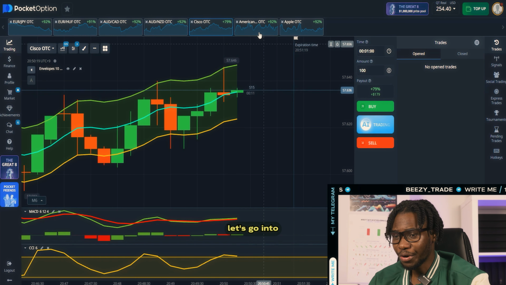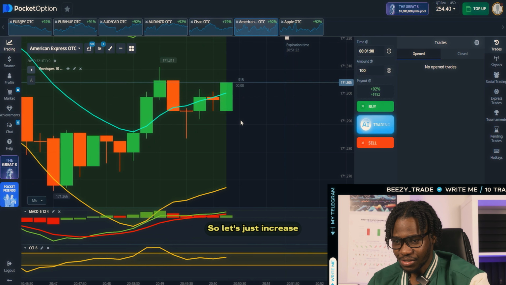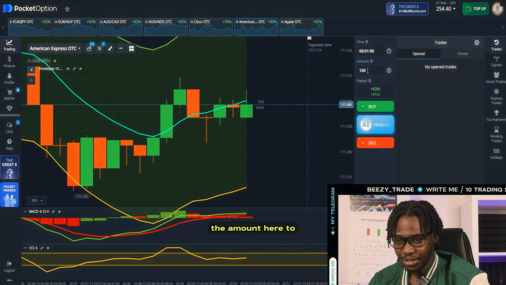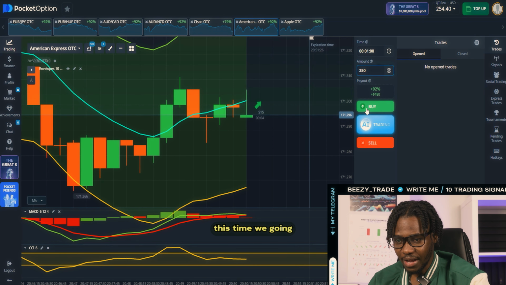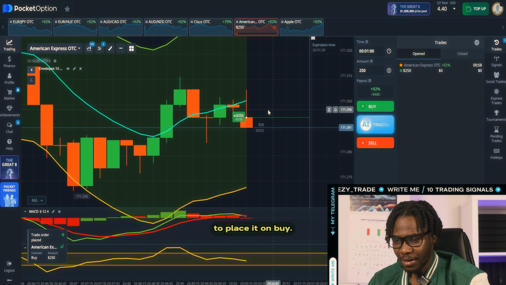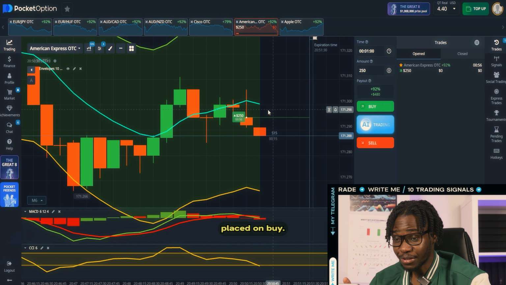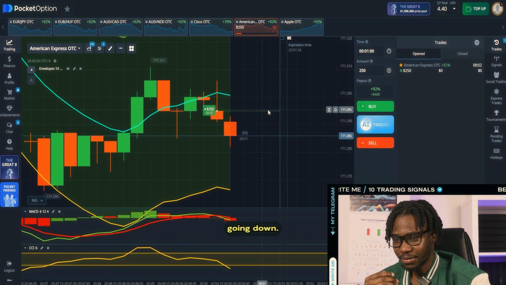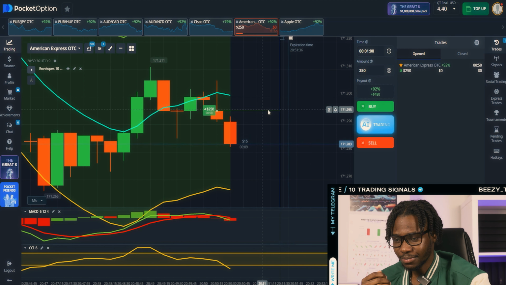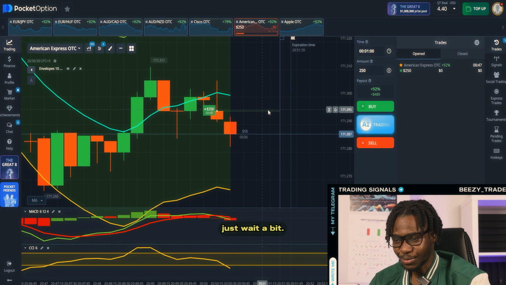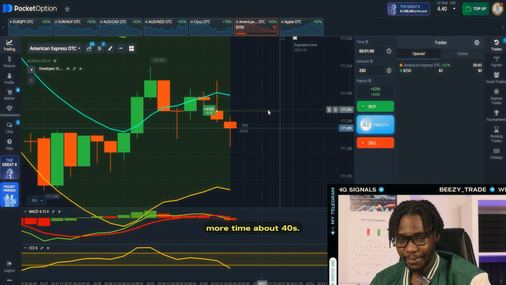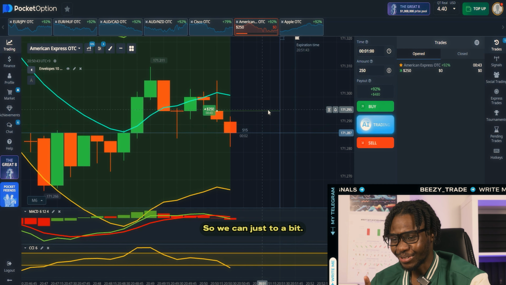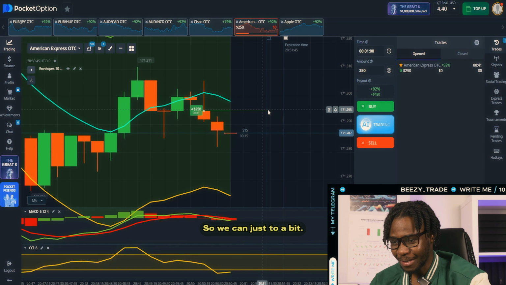So right now let's go into our next trade. So let's just increase the amount here to $250, and then this time we're going to place it on buy. So as you can see, we have actually placed on buy, and the market has actually started going down. Let's just wait a bit. I think we still have more time, about 40 seconds, so we can just chill and wait a bit.